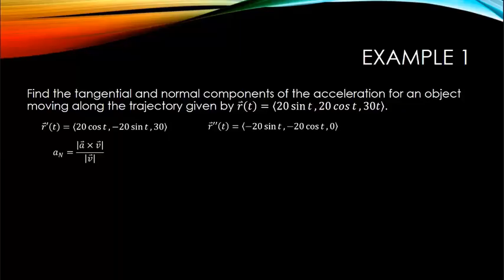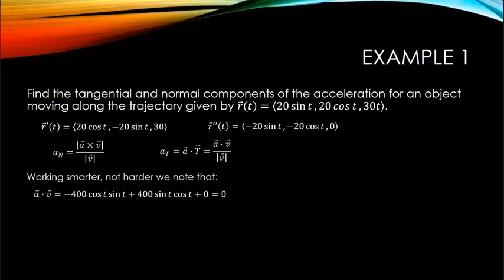cross product of the acceleration and the velocity divided by the speed. And the tangential component of the acceleration, a sub capital T, is given by the dot product of a and the unit tangent vector. This can be written as the acceleration vector dotted with the velocity vector divided by the speed. I want to actually work smarter and not harder here.